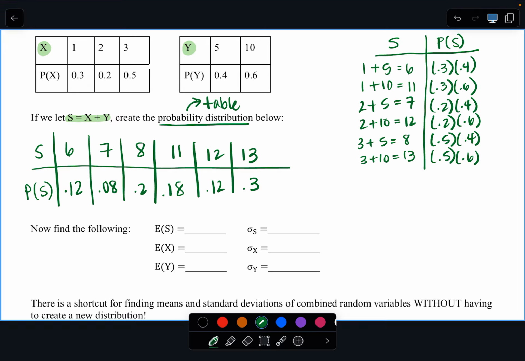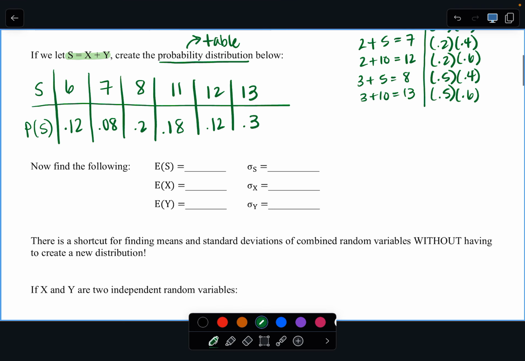So I completed the probability distribution table. I have all of my outcomes listed, and all of the probabilities associated with them listed. Now, the next part of the question wants us to find E of X, E of Y, and E of S. Just as a reminder, whenever you see E of S, that just means they're looking for the expected value. And if you have the expected value, all you're looking for is the mean.